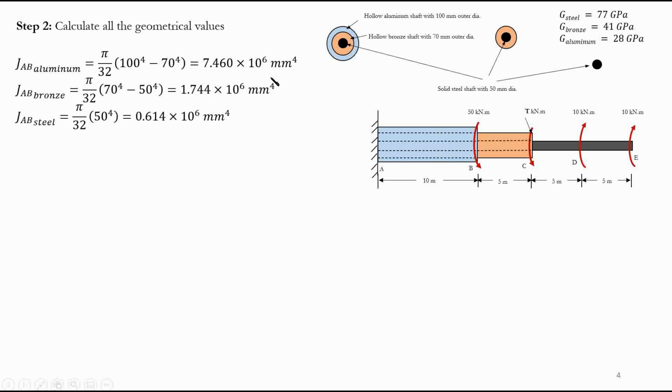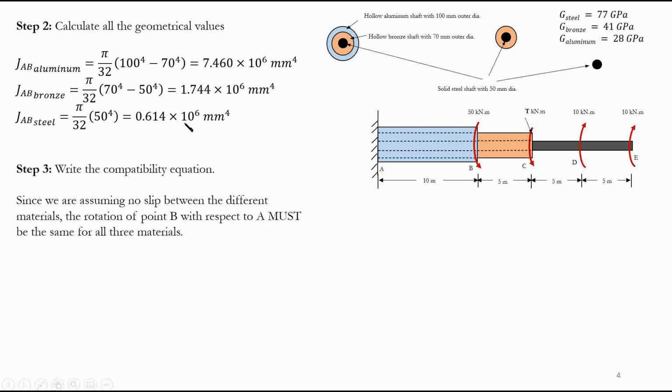But I think you'll see that millimeter is easier because everything we have is in millimeter. Yeah, everything is millimeter here. But we'll see. So here, write the compatibility equations. Now, since we're assuming no slip between the different materials, the rotation of point B with respect to A must be the same for all three materials.